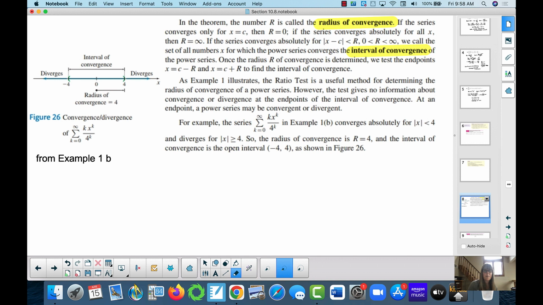We figured out by plugging in -4 and 4 that the series diverged at those values of x, so they are not part of the interval. And so we could figure out that that series converged absolutely in the open interval of -4 to 4.